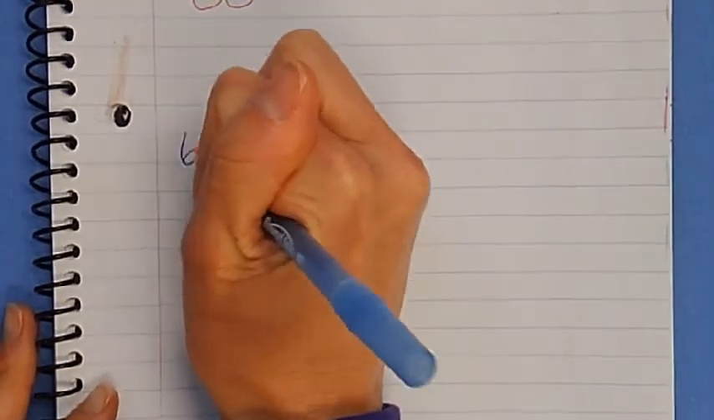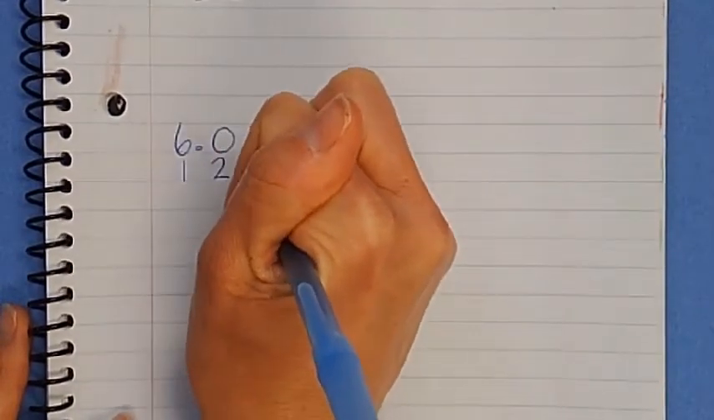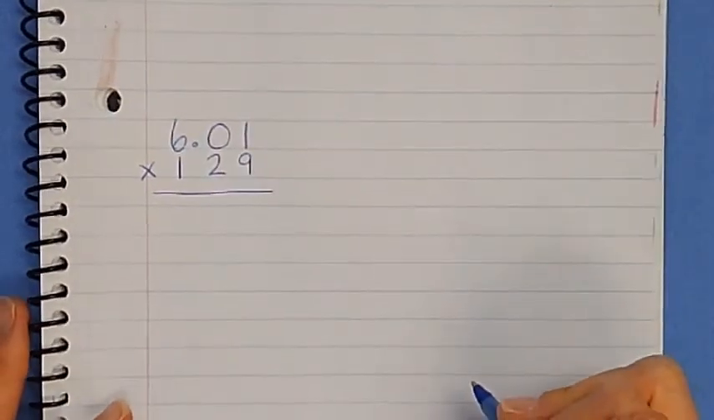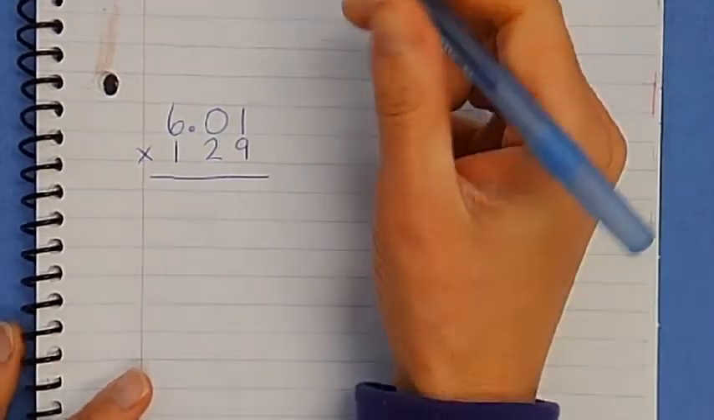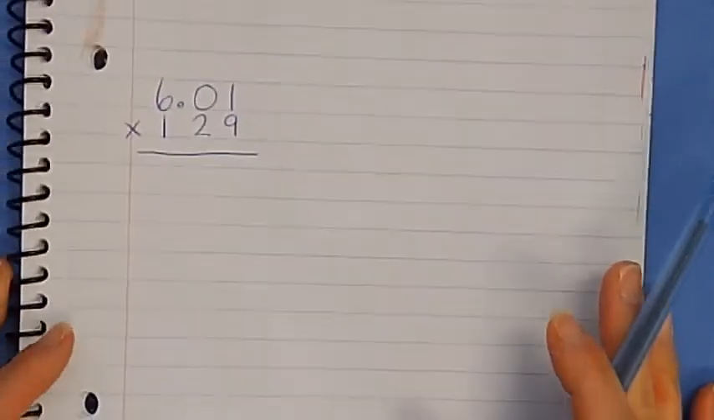If I was going to multiply a 3-digit number, we'll do one like you may see in your book. We'll multiply 6.01 and let's multiply 1, 2, 9. So I could use partial products to do this, or I can multiply with 3 digits. And it's just the same thing as what I did in the algorithm, except I'm just going to have one more place, one more partial product.